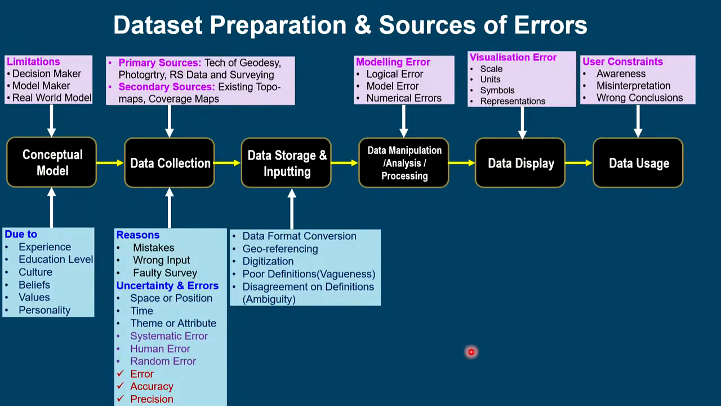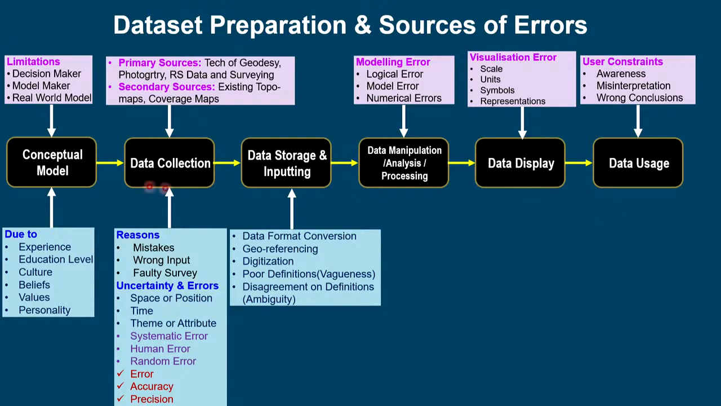So here the heading is GIS data set preparation and the sources of errors. Sources of errors are everywhere, whatever the step is. Here these are the steps. The first step is this, then second, third, fourth, fifth and so on. At each and every step we make errors. Because of those errors, the quality of the product will reduce drastically. So our effort is that at each and every step we should be careful and minimize the sources of errors at each step. We cannot remove the errors 100%, but we can minimize them.